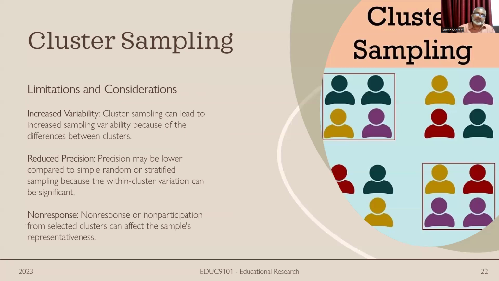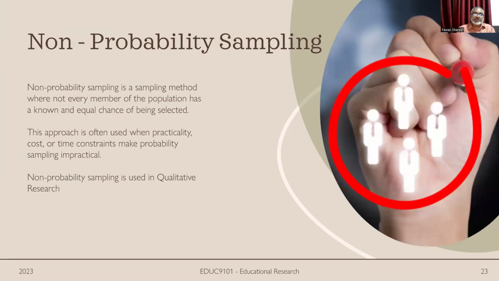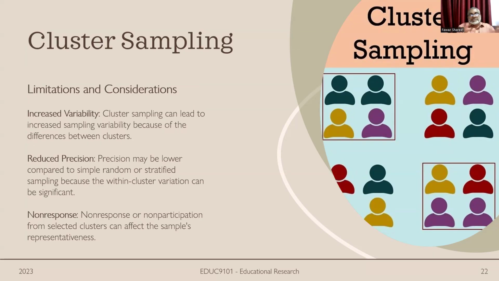Limitations, there's an increased variability because clusters can lead to increased sampling variability between the different clusters. The precision may be reduced because different cities may have different aspects, different demographics, different characteristics. So there may be differences, and then there is the case of non-responsiveness as well, which applies to any random sampling. So generally, those are the 4 types of random sampling.